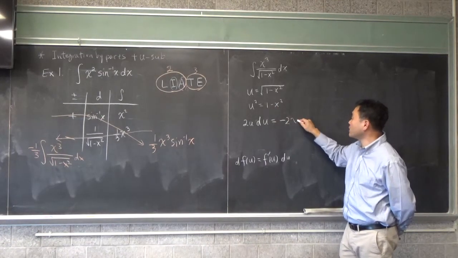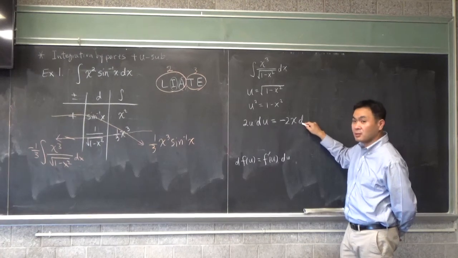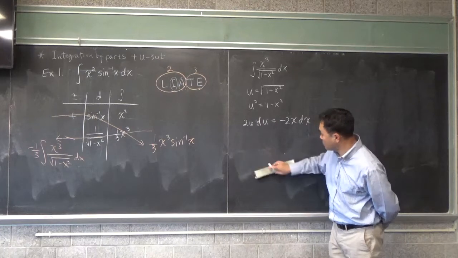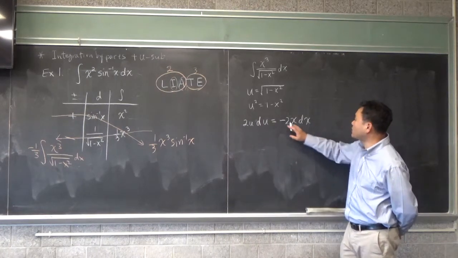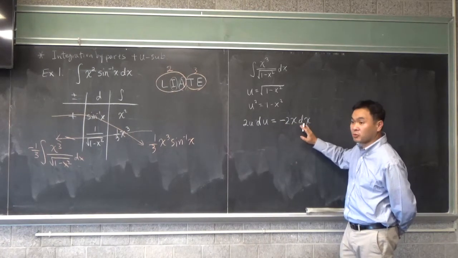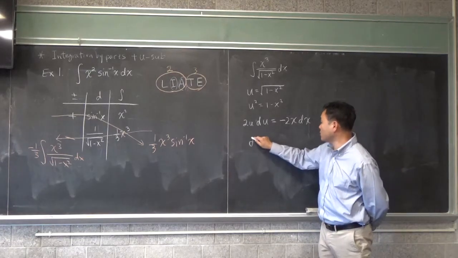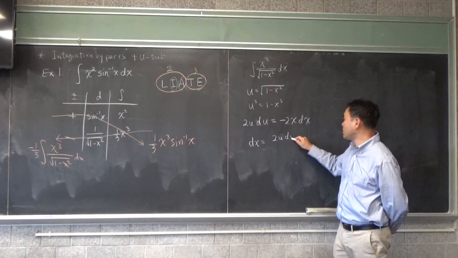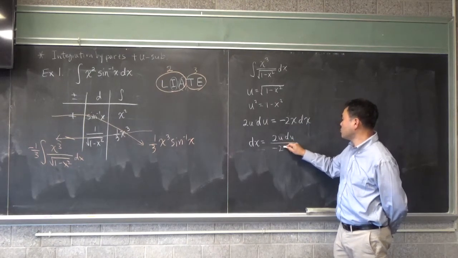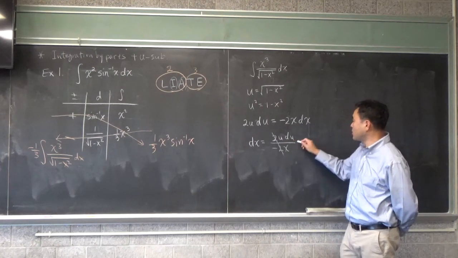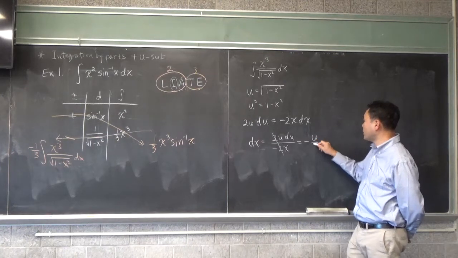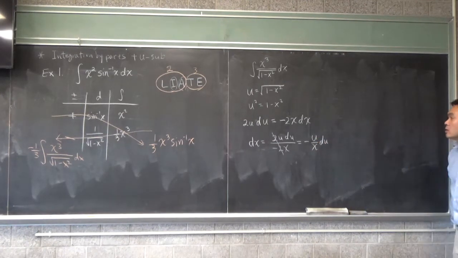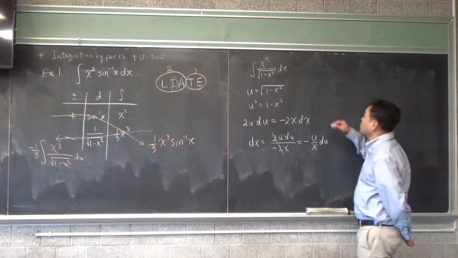And then what's the derivative of this? Negative 2x dx. Okay, once you have that, now what do you do? Divide by negative 2x so that you solve for dx, right? So you want to say dx is equal to 2u du divided by negative 2x, and the 2 cancels, there's a minus, so it's negative u over x du.